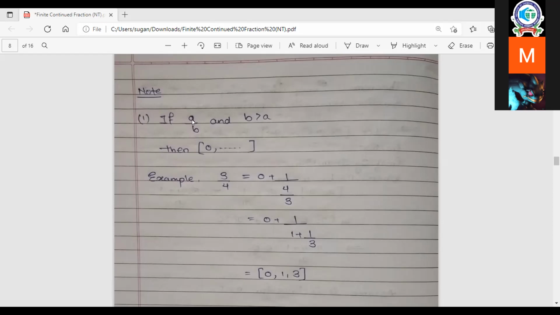So if we have a by b, if we have this form a by b and b is greater than a and positive, then we have continued fraction in this form. So example, we have 3 by 4. We can write it as 0 plus 1 by 4 by 3. Then 4 by 3 can be written as 1 plus 1 by 3. So we get the continued fraction as 0, 1, 3.